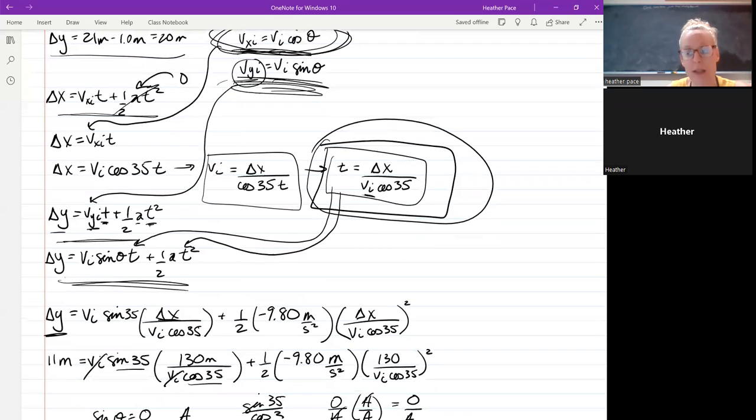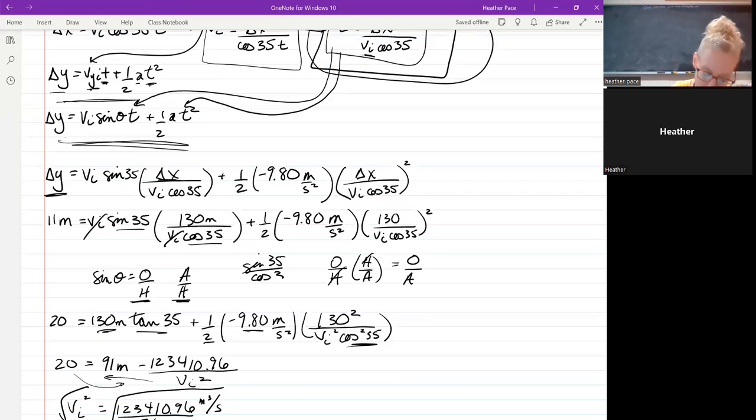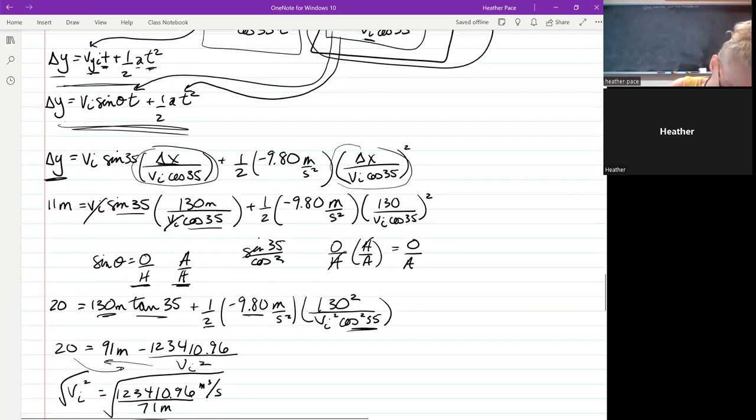And then what we'll have is an equation in only Vi. That'll be the only variable that we don't know, and we can solve for Vi. So let's go ahead and do that now, which I've already done. We are inserting t here. We are inserting t here. Make sure that you remember to square it. It's really easy to forget to square that t. 20.